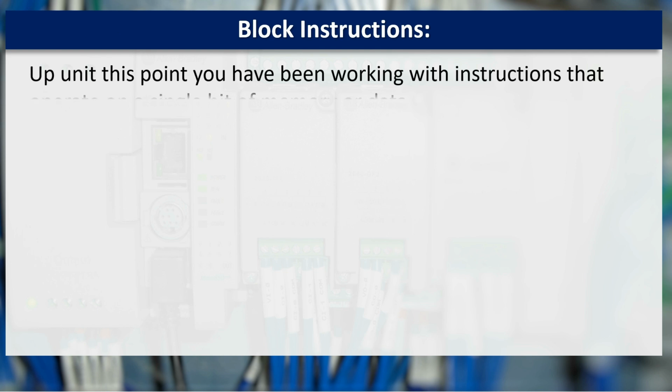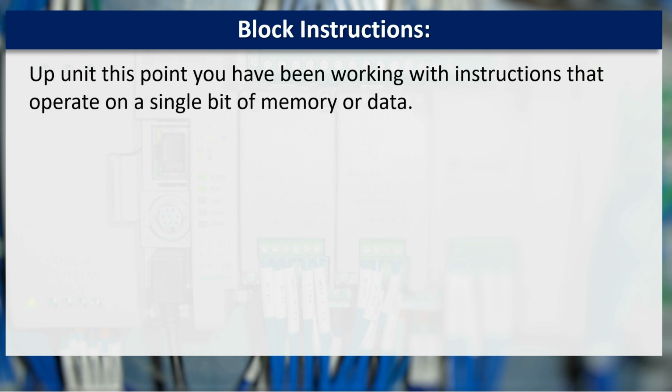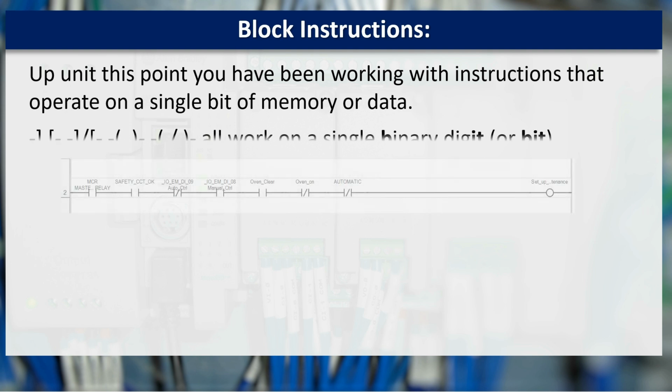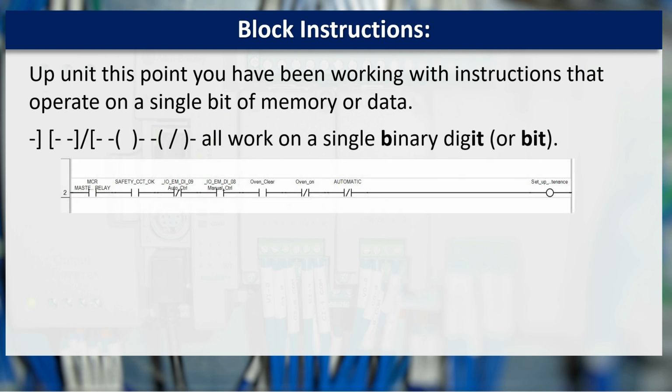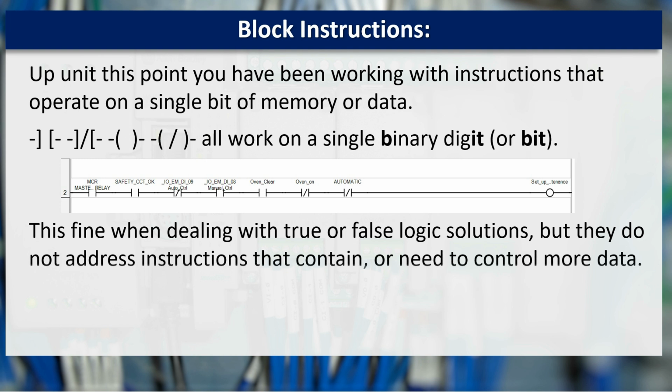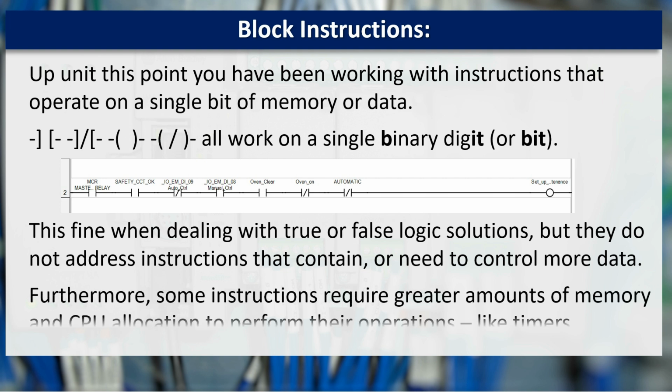Up to this point, you've been working with instructions that operate on a single bit of memory or data. Direct contact, reverse contact, direct coil, reverse coil all work on a single binary digit, otherwise known as a bit. This is fine when dealing with true or false logic solutions, but they do not address instructions that contain or need to control more data.